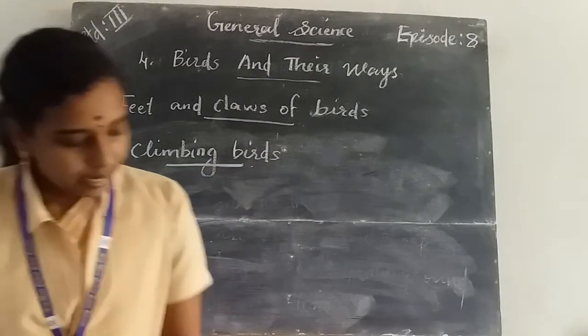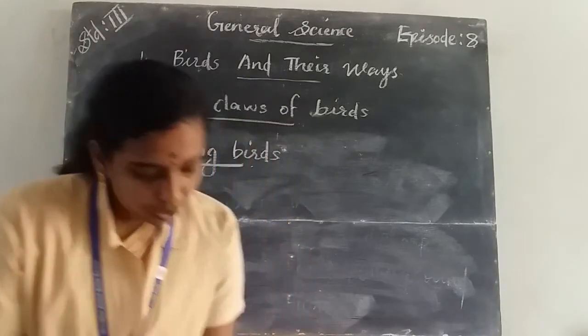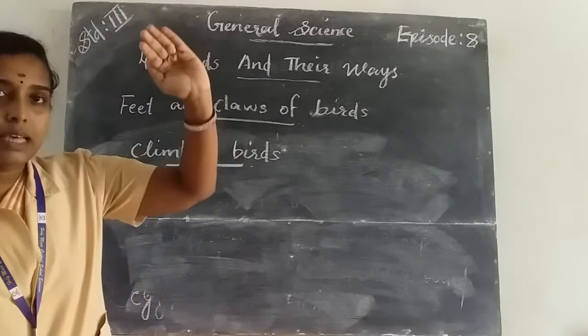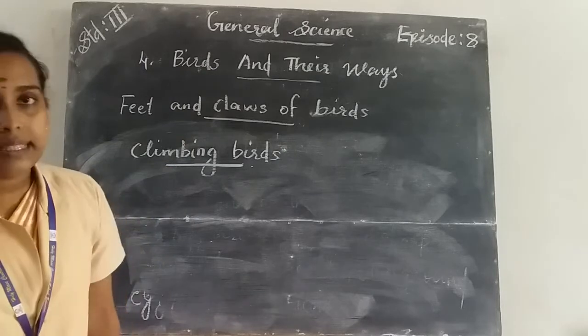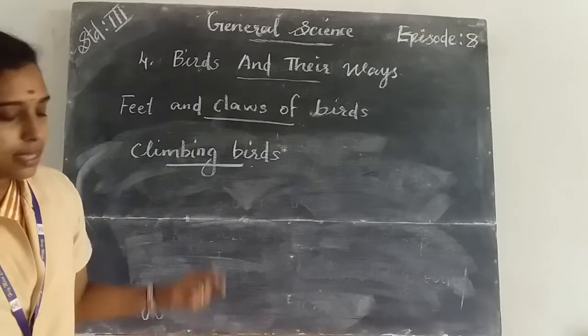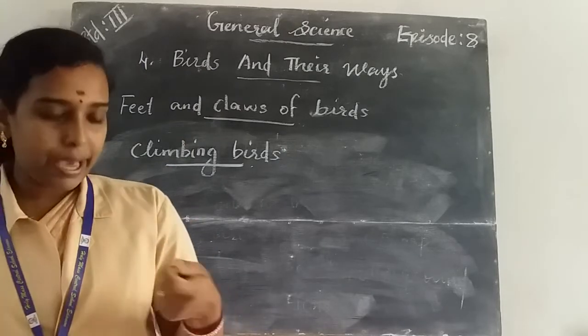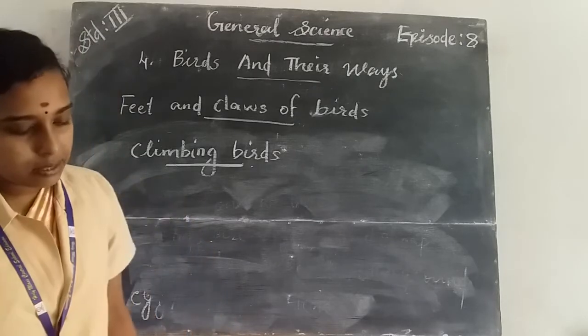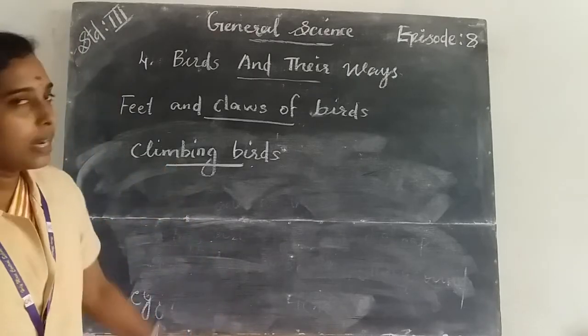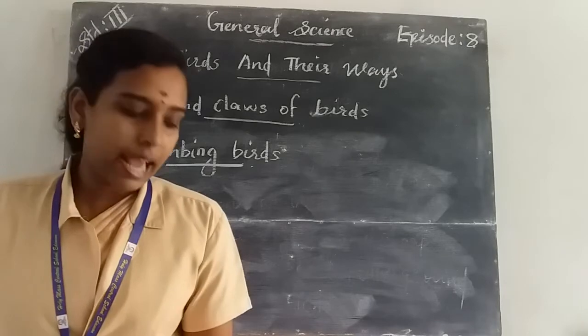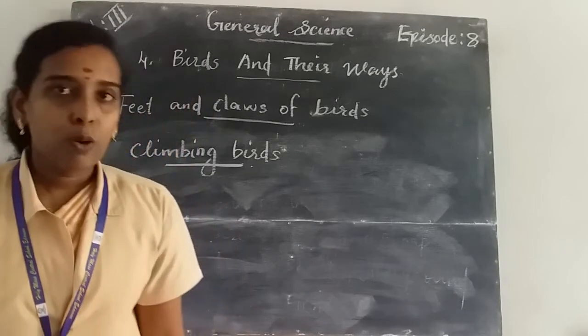Climbing birds. Climbing birds have two toes pointing upwards and two toes pointing in the downward direction. And these types of feet help them to climb and cling onto trees. And such types of birds are called climbing birds. Examples of climbing birds are parrot and woodpecker.